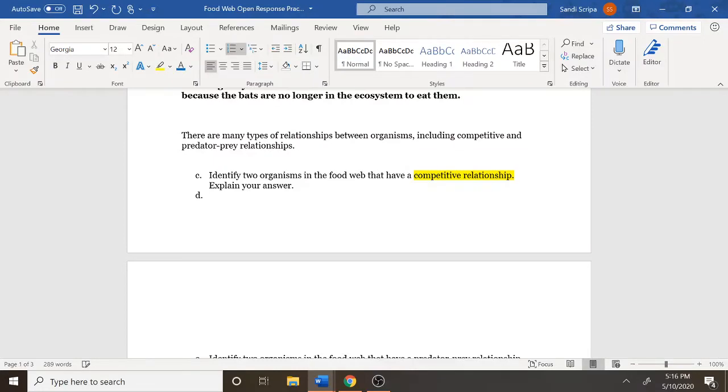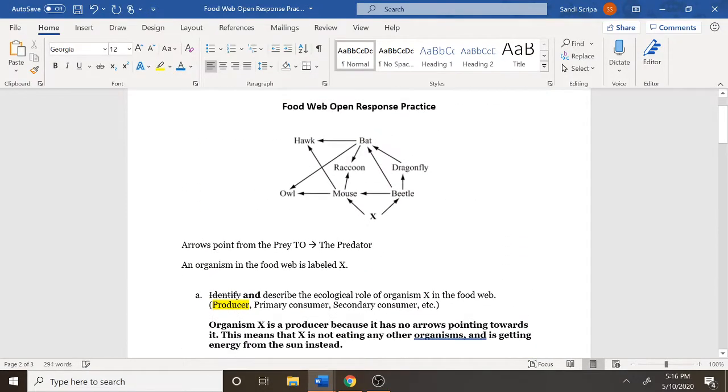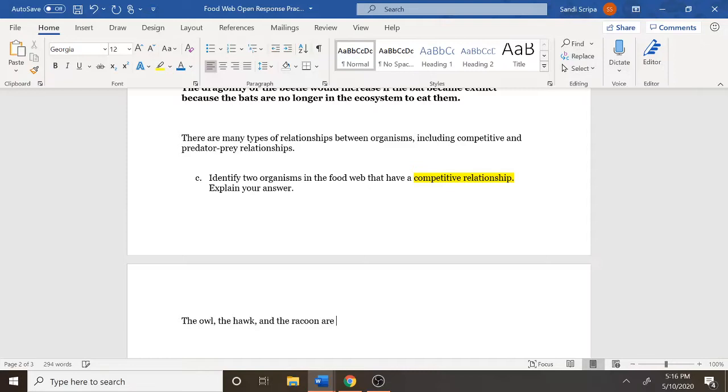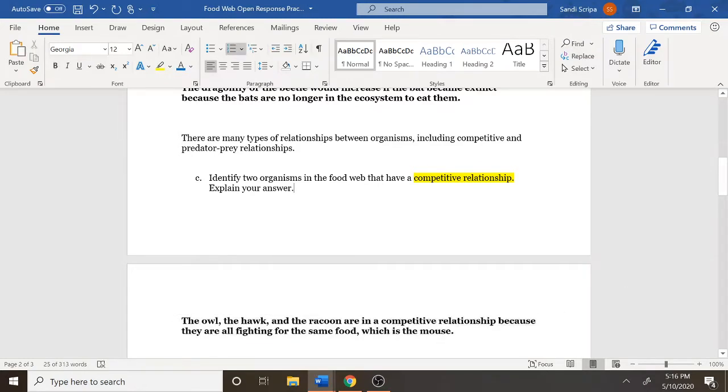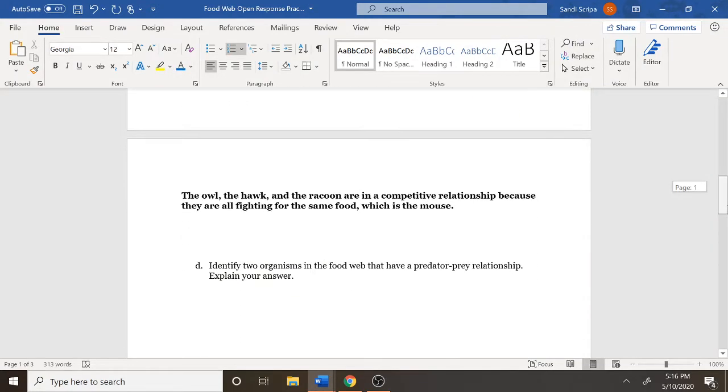All right, so if we're answering our question, the owl, the hawk, and what was the third animal? And the raccoon are in a competitive relationship because they're all fighting for the same food, which is mouse. But again, that's just one example. There's plenty of different examples in this food web. So if you put a different answer, that's okay. You're just looking for two organisms that eat the same food.